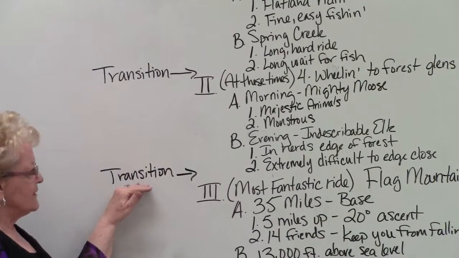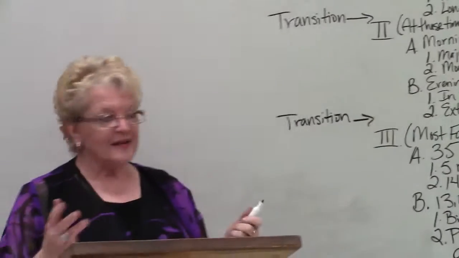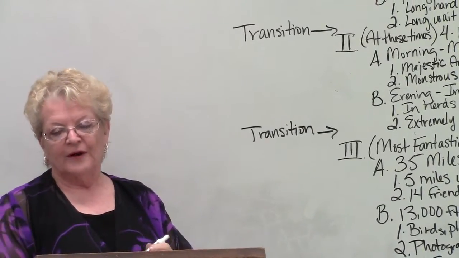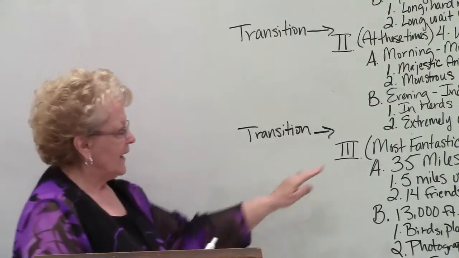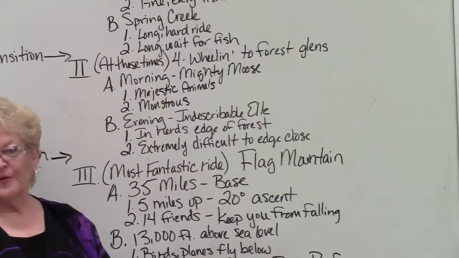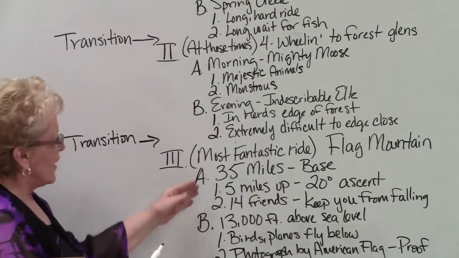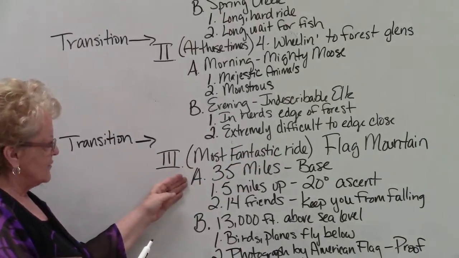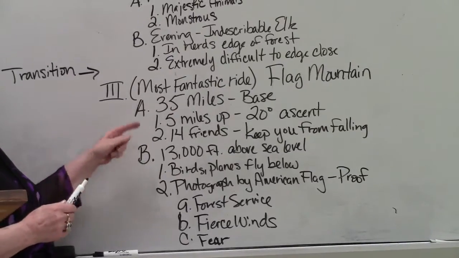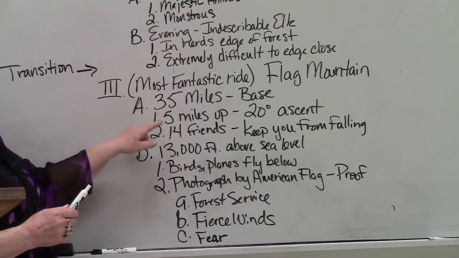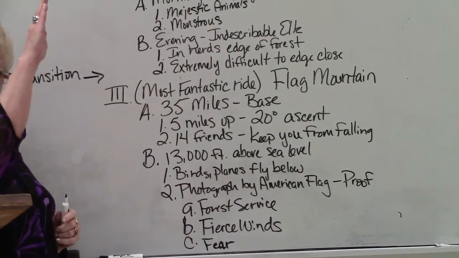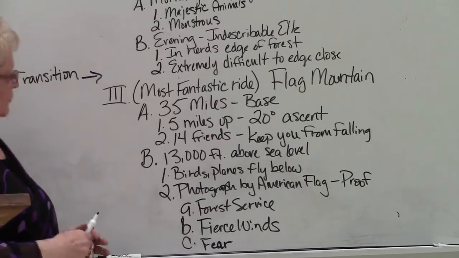Then we would have a transition that says the most fantastic ride that we go on, the very longest ride that we ever go on, usually just once. And it's up a large mountain called Flag Mountain. It's 35 miles from our campground to the base. Now I'm describing Flag Mountain. It's 35 miles to the base of it. It's 13,000 feet above sea level at the top. We ride 5 miles up at a 20-degree ascent. I don't know what you mean by that, if you know, but that's about like this. So you lean forward on the four-wheeler all the way.